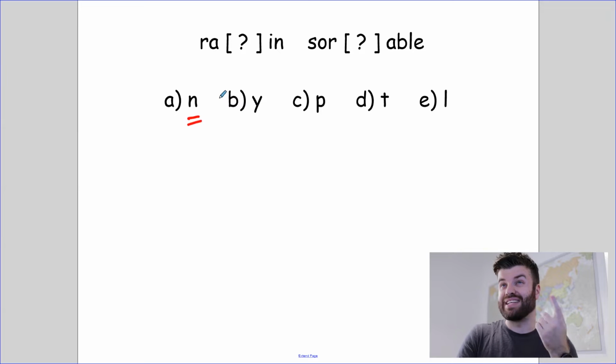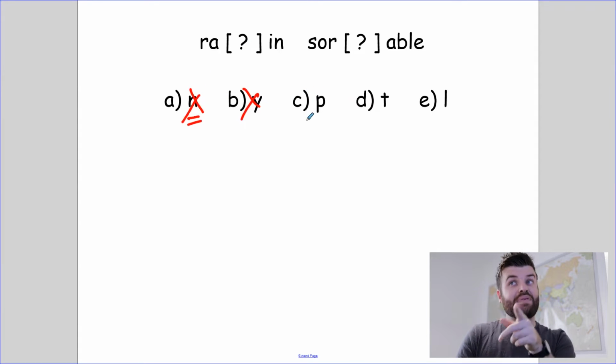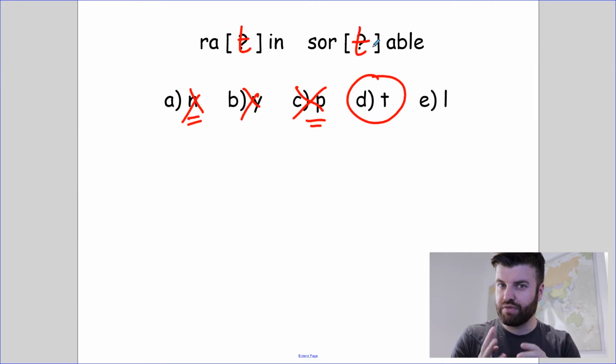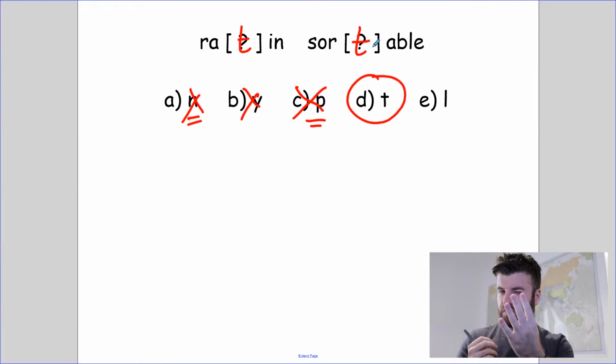Ran is a word, but nin isn't. Ray is a word, but yin isn't. Wrap is a word. Pin is a word. This looks good. Sorp. No, that wouldn't work at all. So it can't be P. And then we finally get to T, and that would be our answer. Rat and tin, sort and table. Just be super careful when we're going through these question types that we make 4 new words.